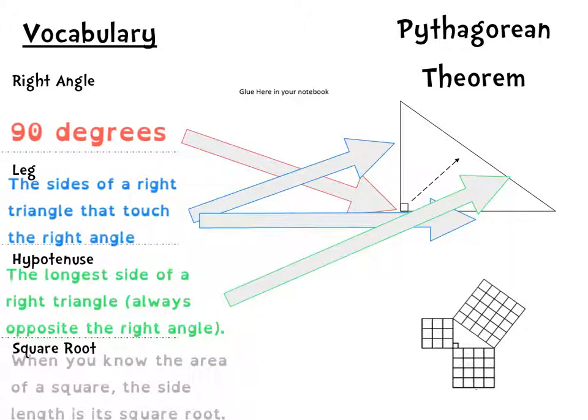When we look at square roots today, it's important to know that when you know the area of a square, the side length is always its square root. So for instance, if the square has an area of 25 square units, the side length is the square root of 25, or 5 units.